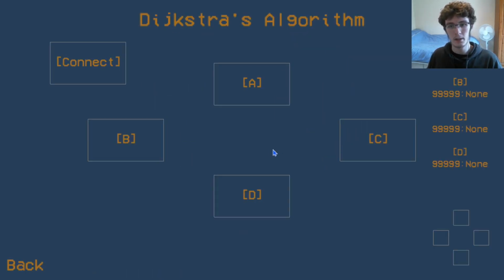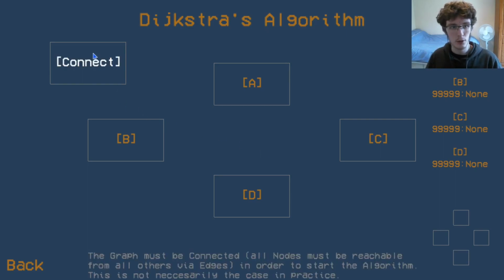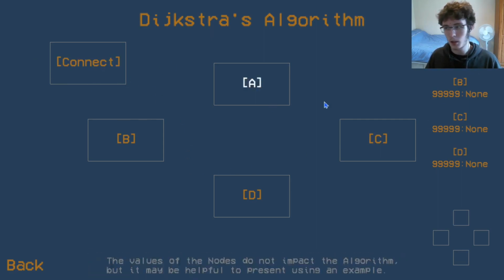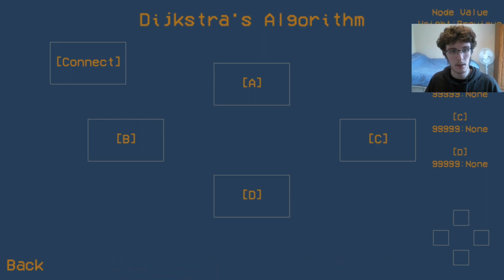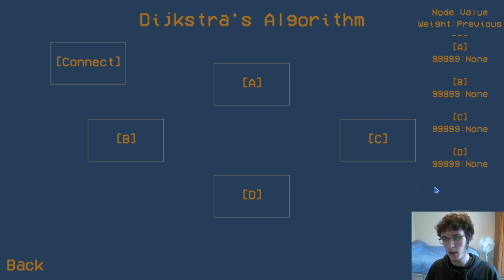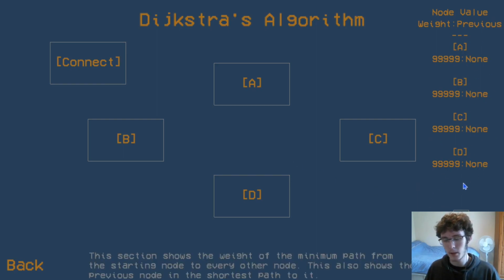So we've got three things here. We've got the graph in the middle. We've got the algorithm button, which is very similar to the other algorithms in this app. And we've got this information over here that my webcam is in the way of. So if I just move myself down to here, we can see this information a bit better.